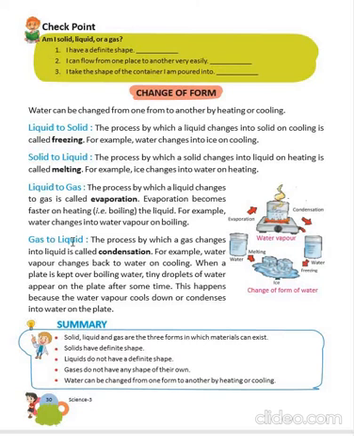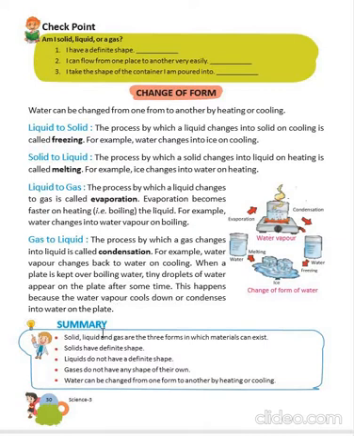Now gas to liquid. The process by which a gas changes into liquid is called condensation. For example, water vapor changes back to water on cooling. When a plate is kept over boiling water, we can see some tiny drops of water on the plate. Because the water vapor cools down or condenses into water on the plate.